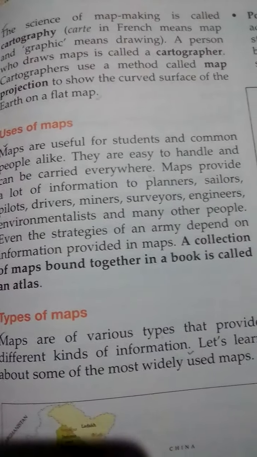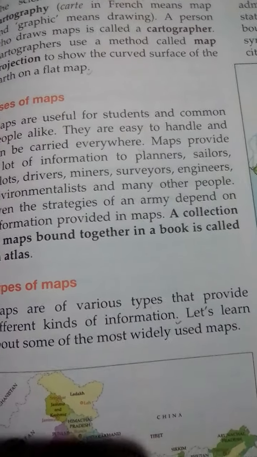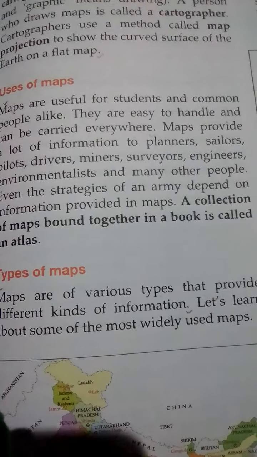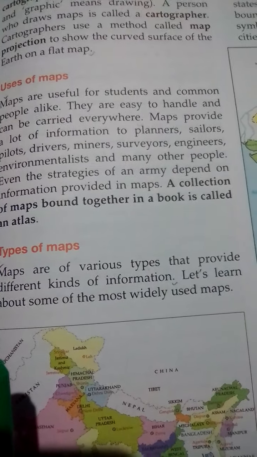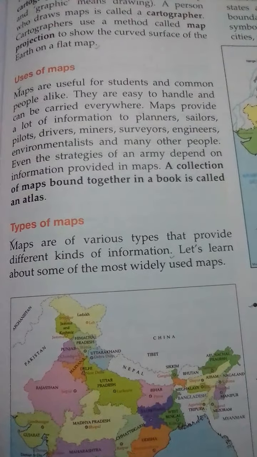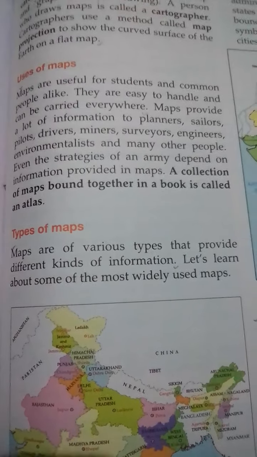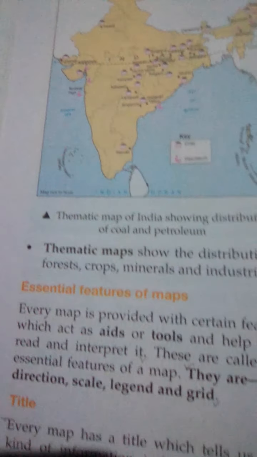Maps are useful for students and common people alike. They are easy to handle and can be carried everywhere. Maps provide a lot of information to planners, sailors, pilots, drivers, etc. Maps are of various types that provide different kinds of information, like physical maps, topographical maps, climatic maps, tourist maps and thematic maps.